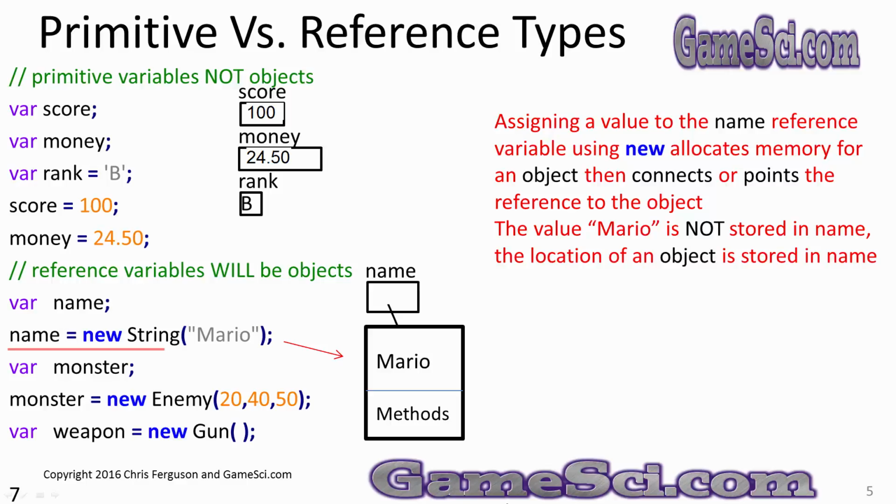Assigning a value to the name reference variable using new allocates memory for an object, then connects or points the reference to the object. Look clearly here. Mario is not stored in the name variable. Mario is stored in an object. The location of the object is stored in the name variable.